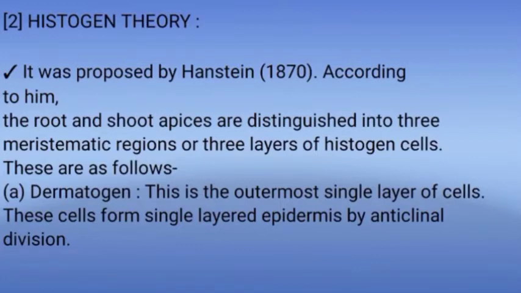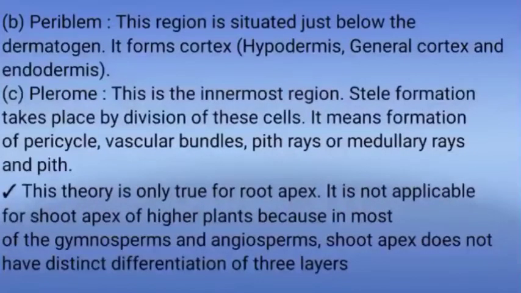Dermatogen. This is the outermost single layer of cells. These cells form the single-layered epidermis by anticlinal divisions. Periblem. This region is situated just below the dermatogen. It forms all cortex regions like hypodermis, general cortex and endodermis.